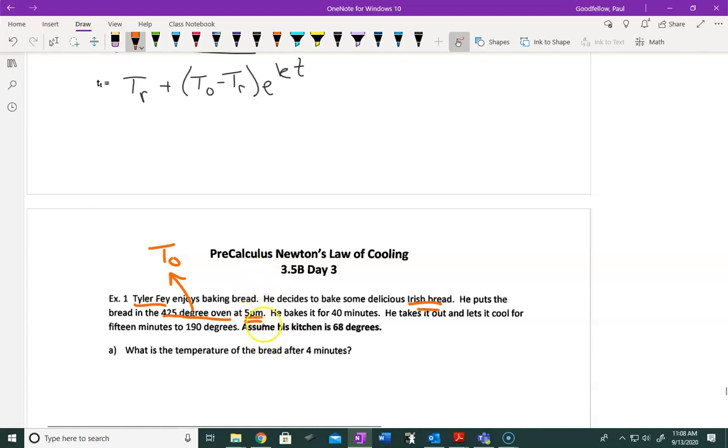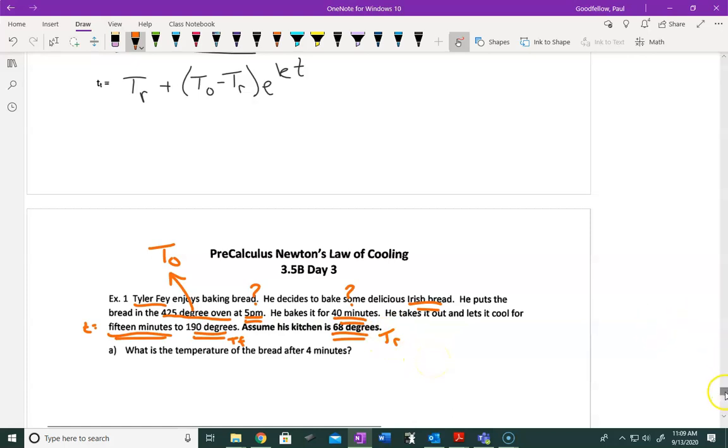Time is going to be fairly important, so we're going to see how that plays into it. He bakes it for 40 minutes. That's another piece of information. And when he takes it out, he lets it cool for 15 minutes to a temperature of 190 degrees. Now, 15 minutes is another time structure that we've got to work with, but this is the final temperature that he ended up with, and the kitchen is at a 68 degree temperature. That's the temperature of the room.